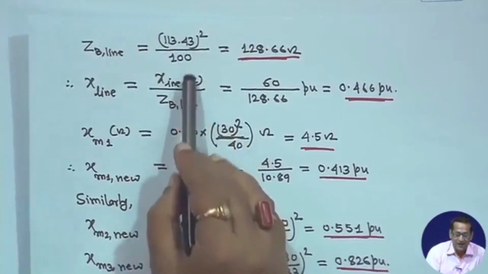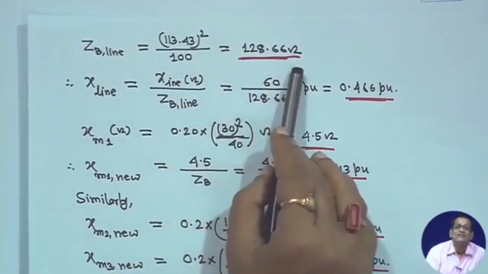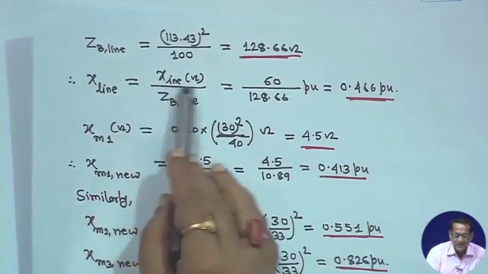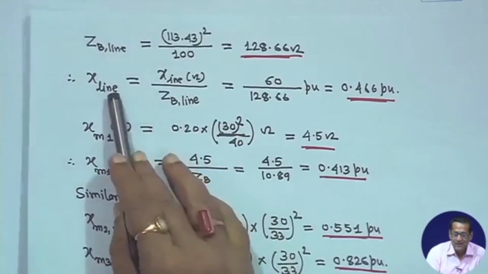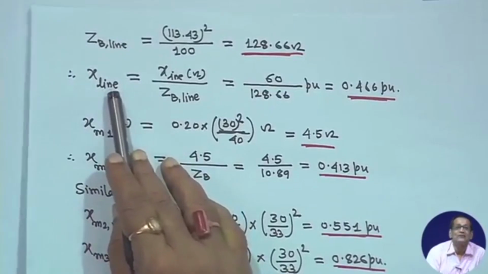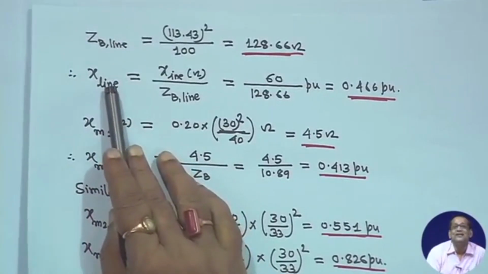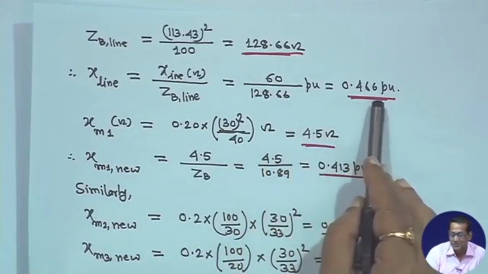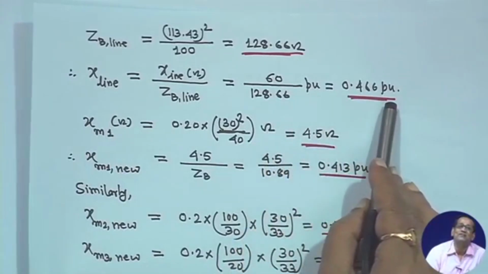Now, ZB line, that is the line base impedance, we computed as 113.43 square upon 100, that is 128.66 ohm. And X line per unit is equal to X line in ohm upon ZB line. I did not write per unit, but it is understandable. It is 60 upon 128.66, which is 0.466 per unit.